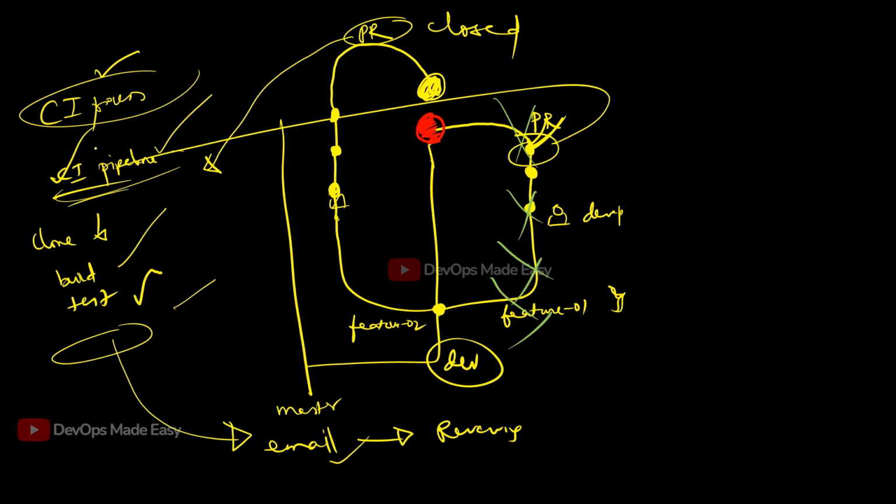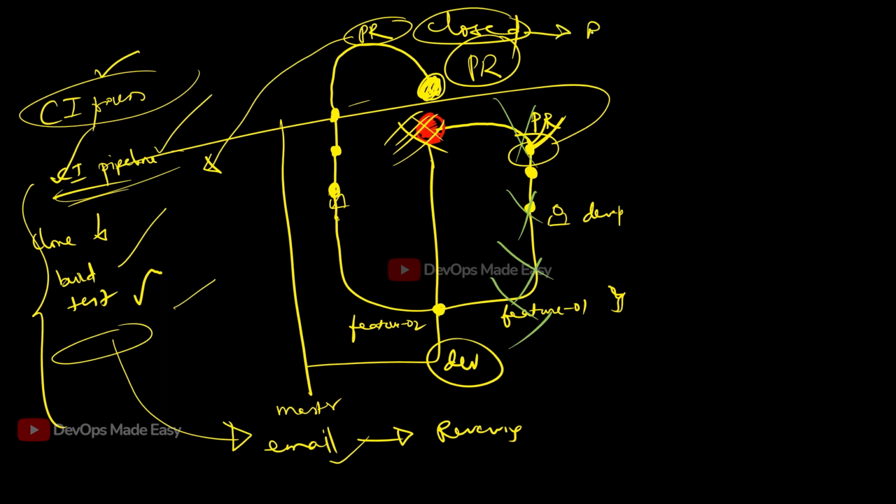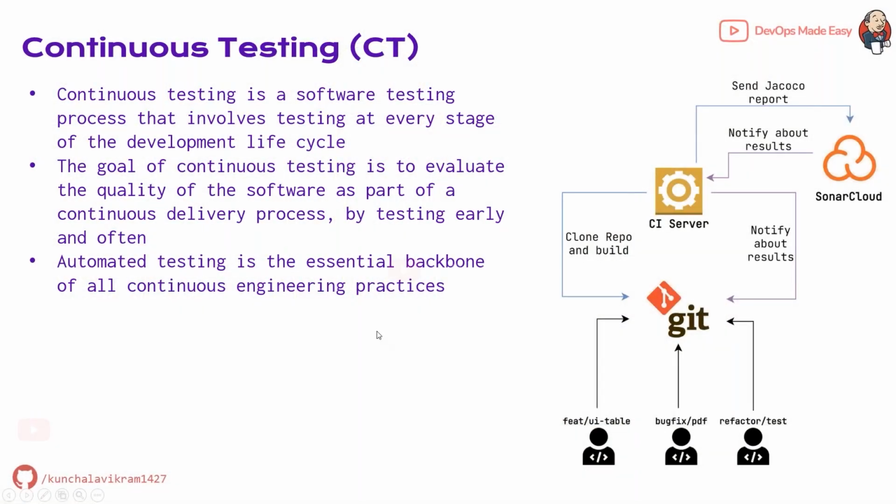Why is a pull request needed? One cannot merge into the development branch just like that. He has to create a PR, then the CI pipeline has to do all the build and test. Once it is successful, only then will this PR be closed. Otherwise, the PR will be rejected. Then the developer has to make some more commits fixing those issues, and then again he'll create a PR. So that is continuous integration.